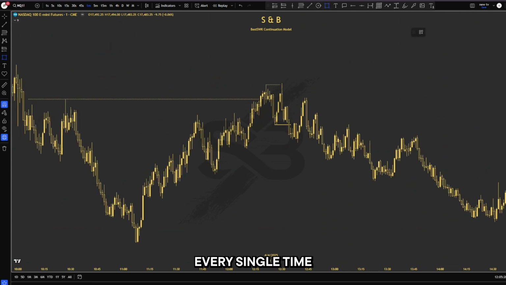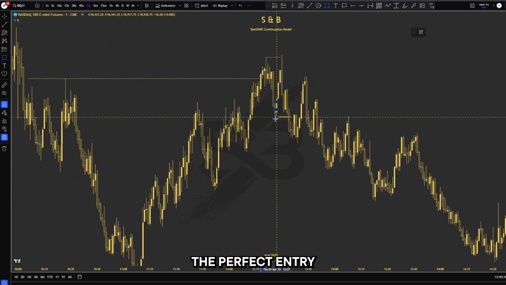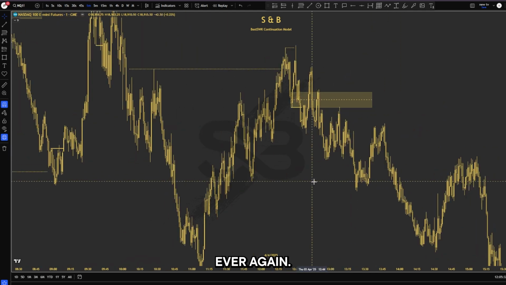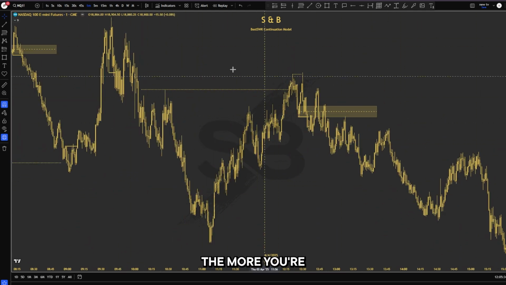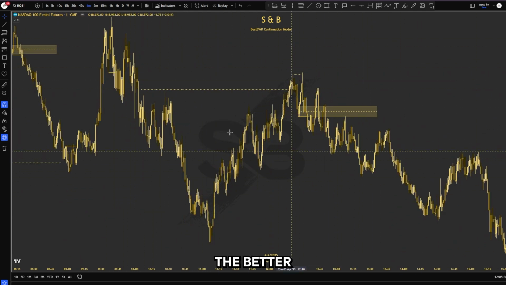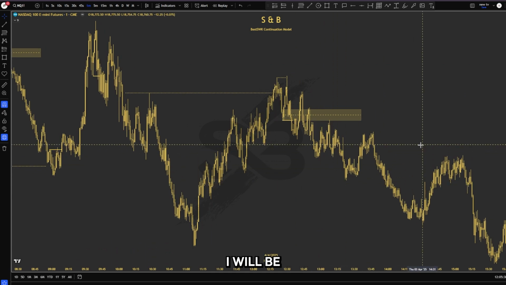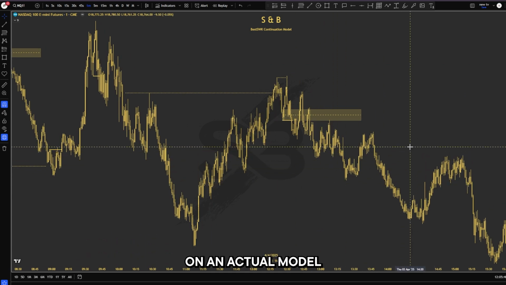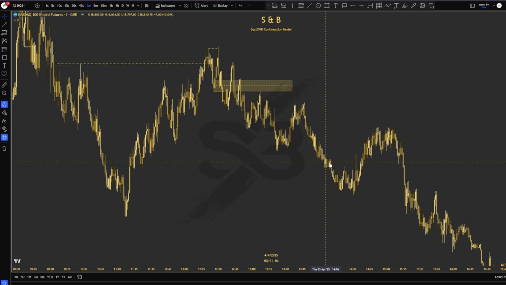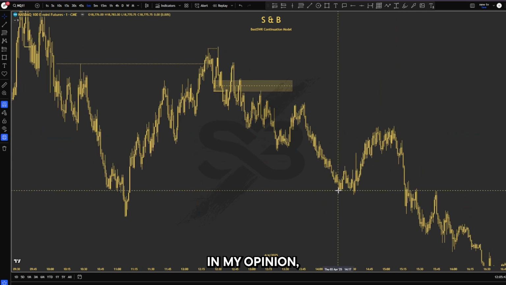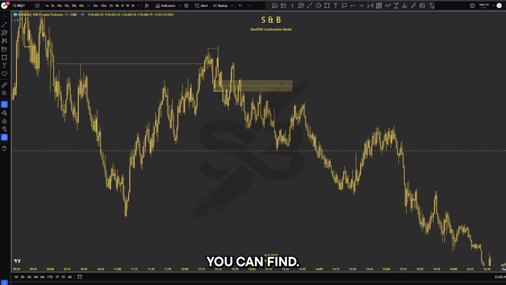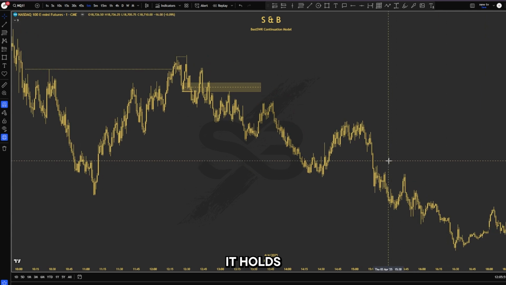So it's not like every single time you will get the perfect entry and you won't have to re-enter ever again. But the more you do this, the more you're picking the right liquidities, the better your win rate should be getting. I will be expanding on how to utilize this on an actual model, as the breaker block is actually my favorite PD array for ICT. It is pretty much, in my opinion, the highest win rate PD array you can find. It holds the most weight when it comes to actual continuations and reversals.